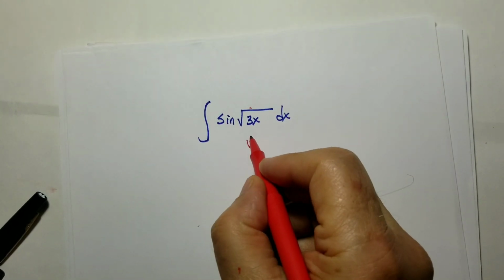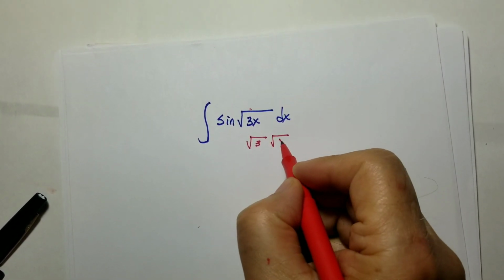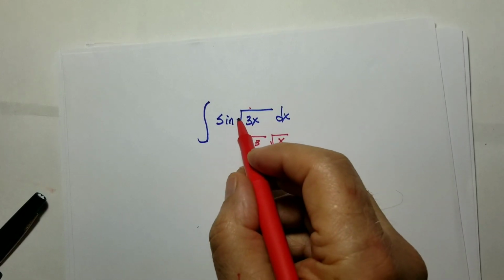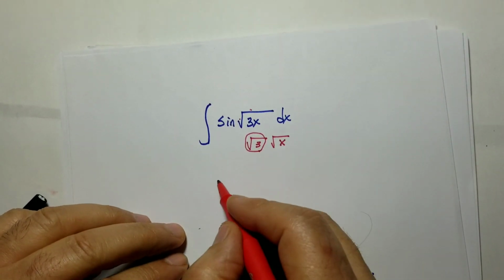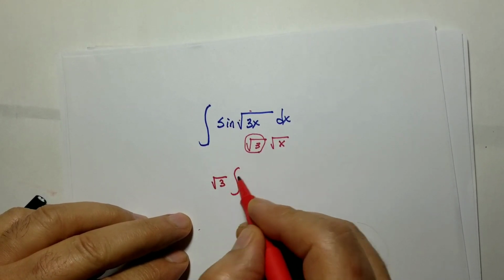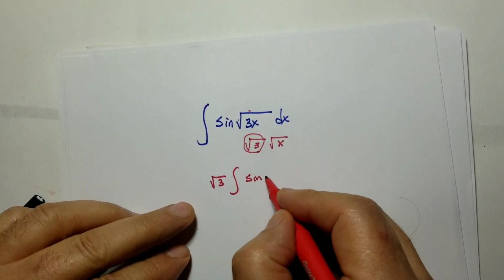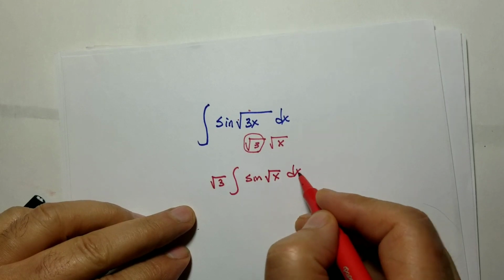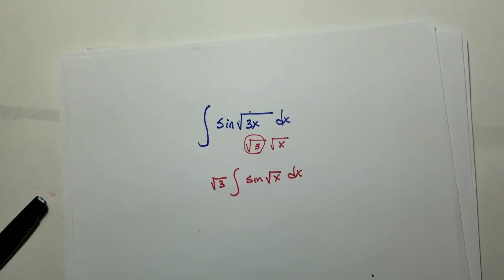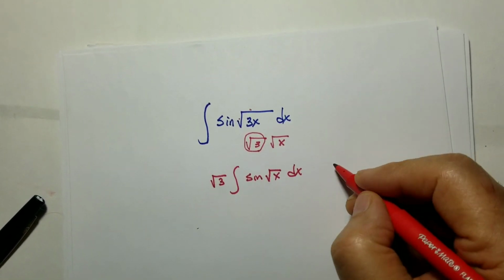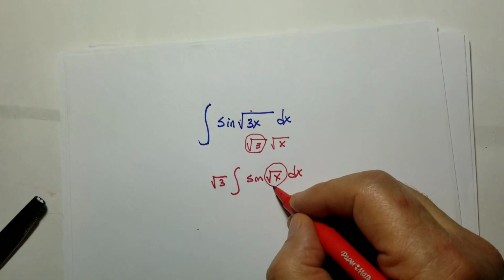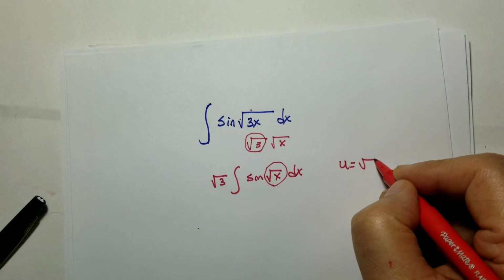But remember, this is nothing except the square root of 3 times the square root of x. Because when the indices are the same, you can break them apart, and that becomes a constant, and I can move the constant out. Therefore, that becomes sine of the square root of x dx, and that's not hard to do. To me, it looks hard. No, it's not, because the ugliest piece is the square root of x. Make the u become the square root of x.